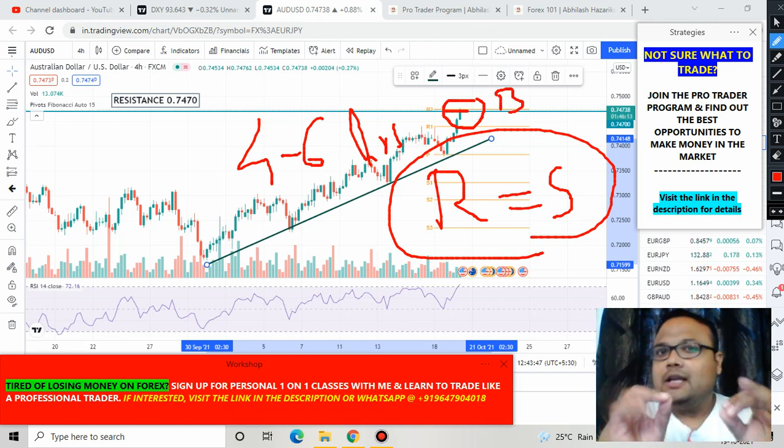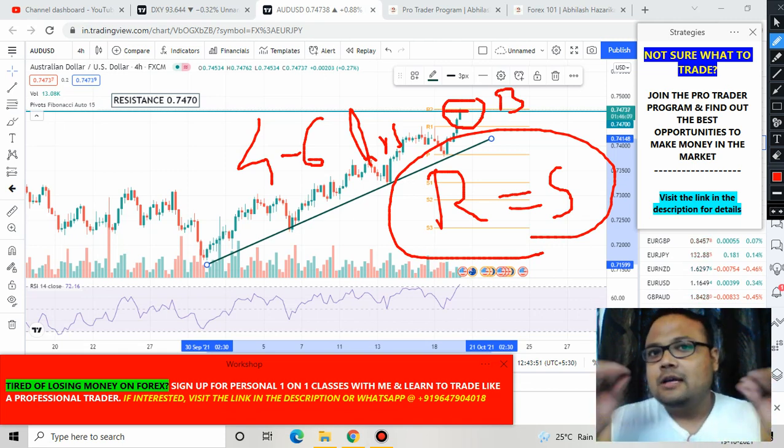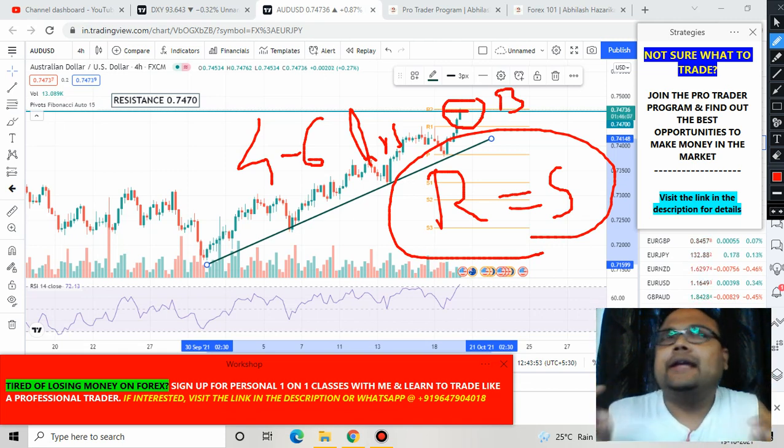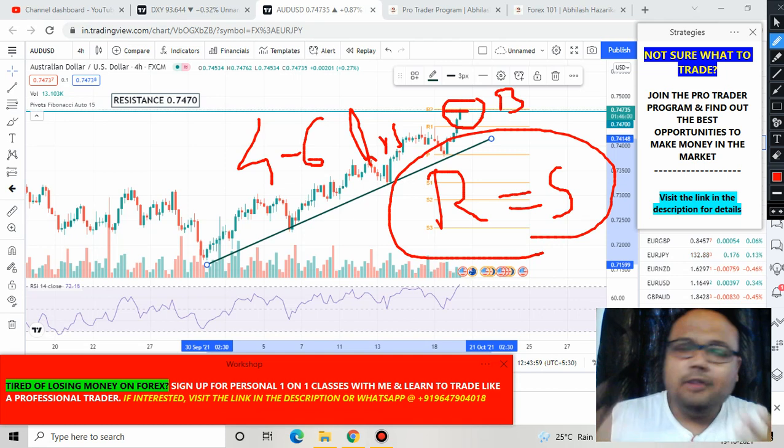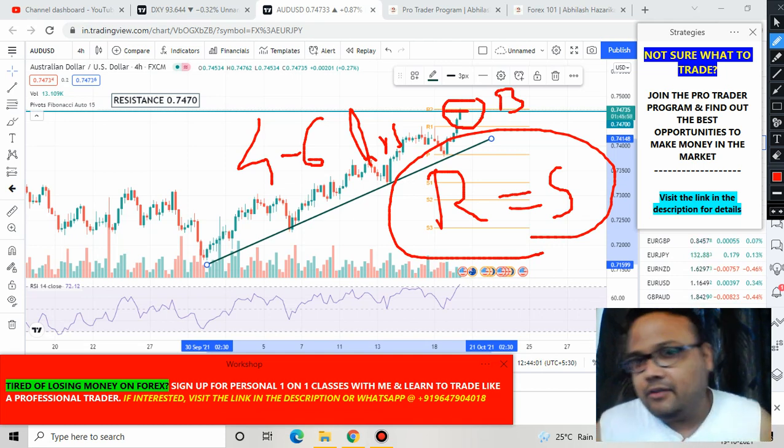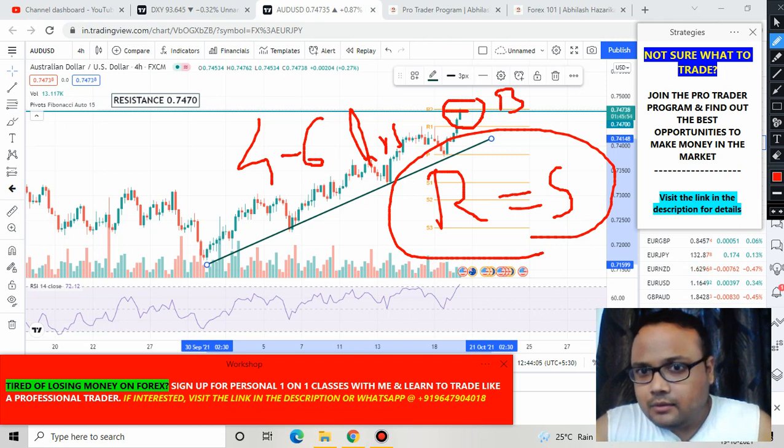And additionally, keep your eyes on the DXY as well. Just make sure that DXY is in your favor. If you're buying on AUD USD, then if DXY is falling, that will be an additional confirmation and will be good for you. So if it starts trading above this level for 4 to 6 hours comfortably, then you can click on the buy button.